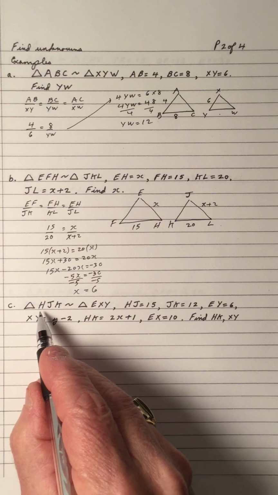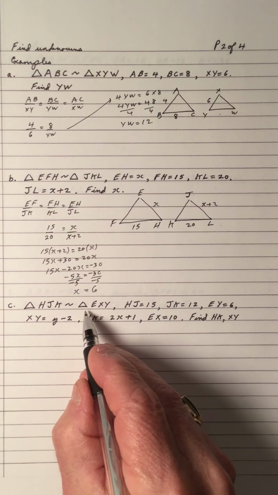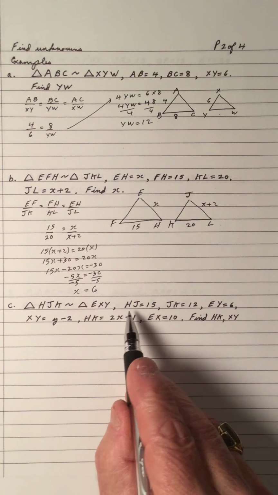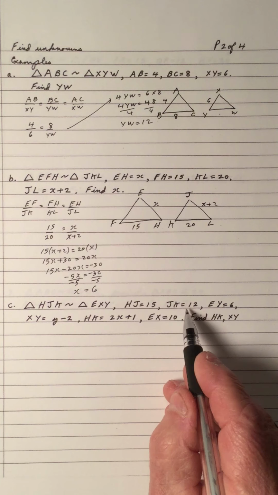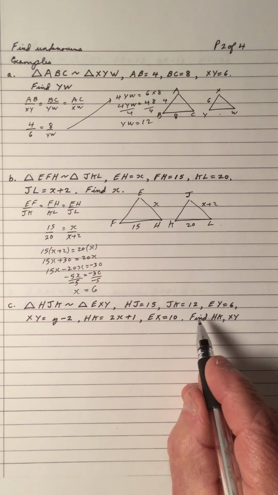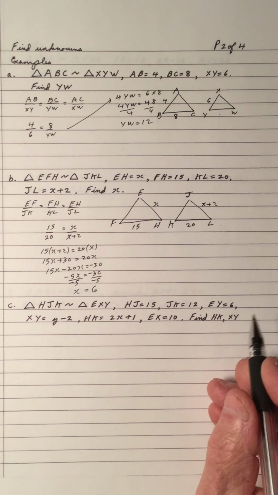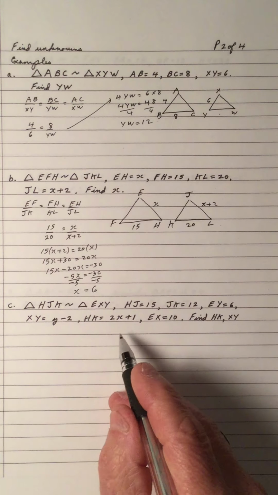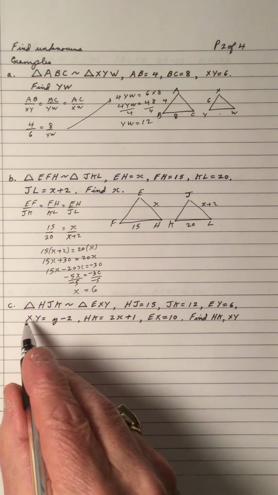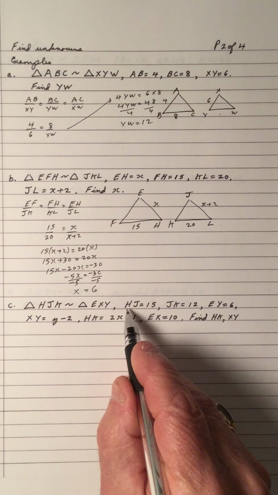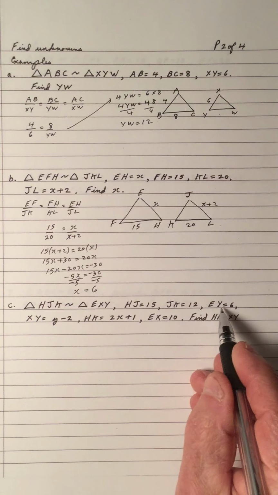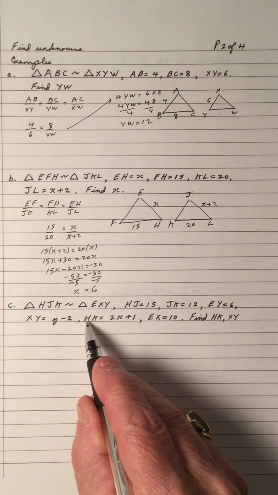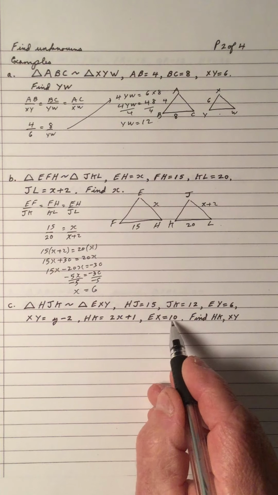C, triangle HJK is similar to EXY, and we're given all this information here. Find HK and XY. So to find HK and XY, I've got to find the unknown variables first, or they might come right up. Let's see. HJ is 15, JK is 12, EY is 6, XY is Y minus 2, HK is 2x plus 1, EX is 10.